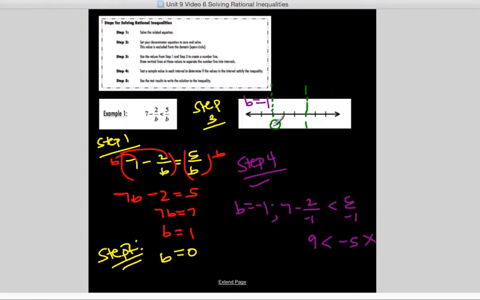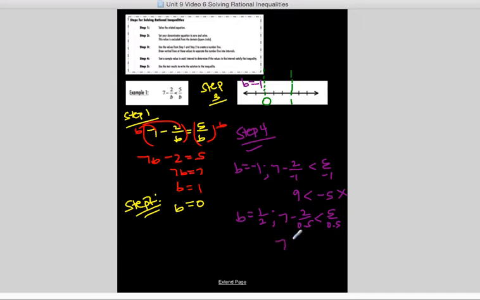Now I'm going to check a number between 0 and 1, which would be 1/2. You could pick 0.25, you could do anything. I'm going to use 1/2 because that's what I want to use. I plug it into my inequality. I would have 7 minus 2 over 0.5, and is that less than 5 divided by 0.5? 2 divided by 0.5 is 4. So 7 minus 4, is that less than 5 divided by 0.5, which is 10? So is 3 less than 10? That is a true statement, so that means I would shade here.